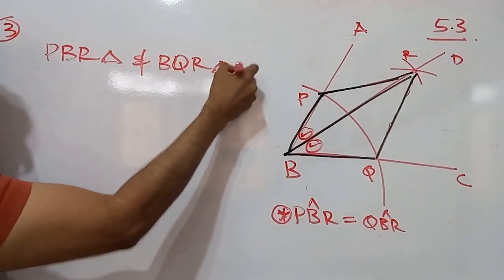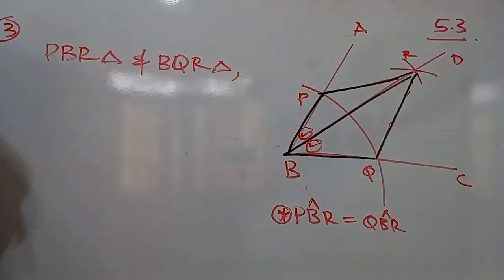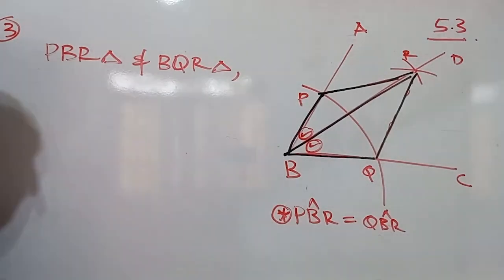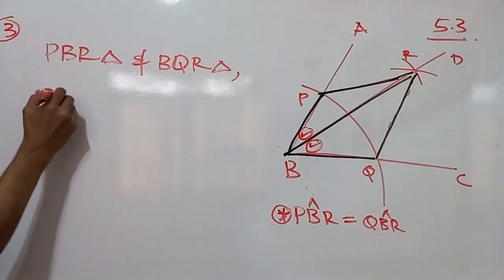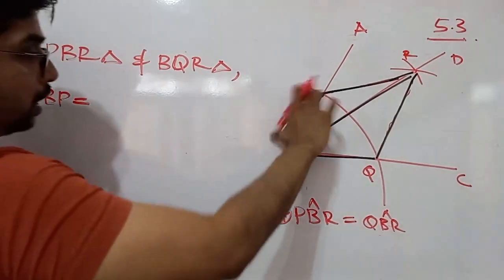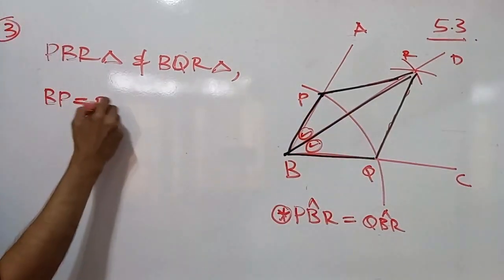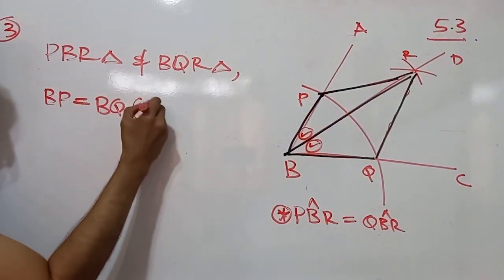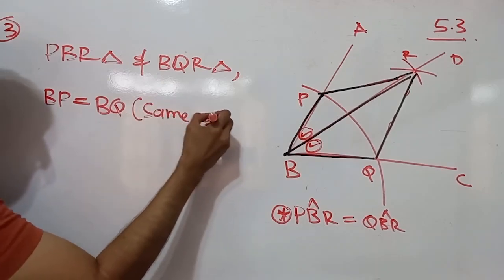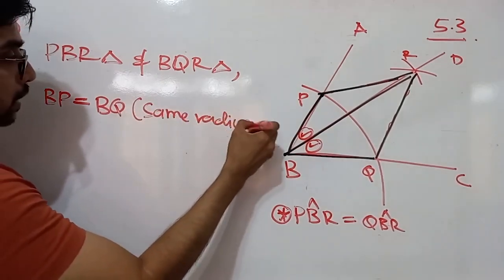BQR triangle. Okay. So we can say BP is equal to what? BQ. Why? Same radius. Right? It's the radius.